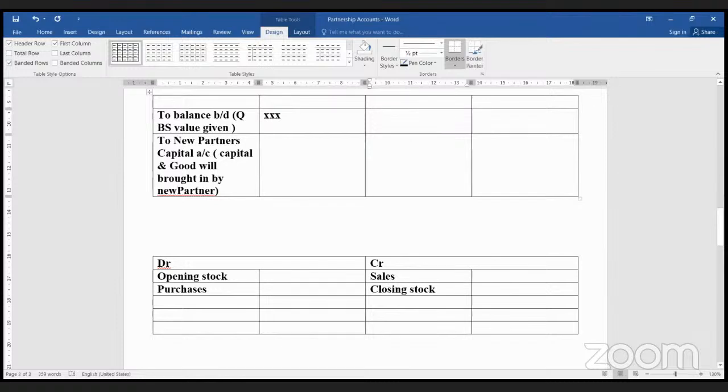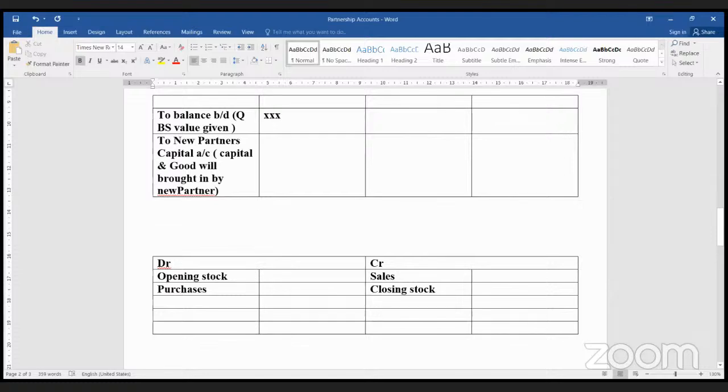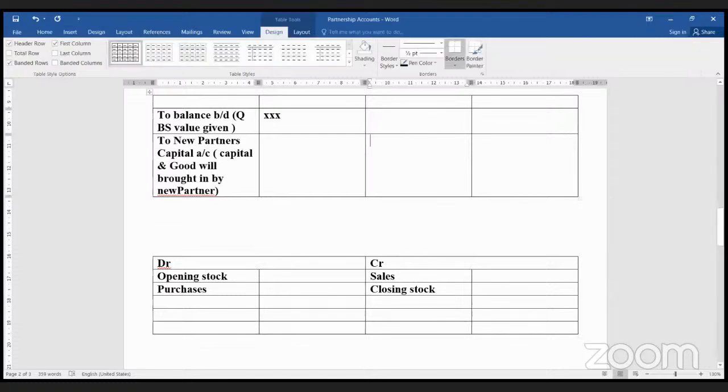Basically these are the things you get. Balance carried down. If any partner withdraws any balance, then partner capital account for any amount.